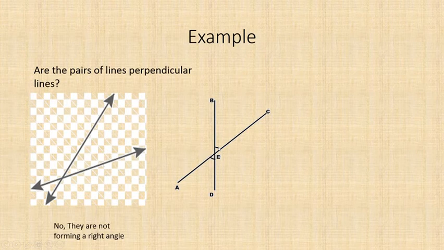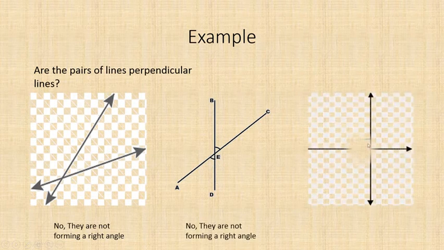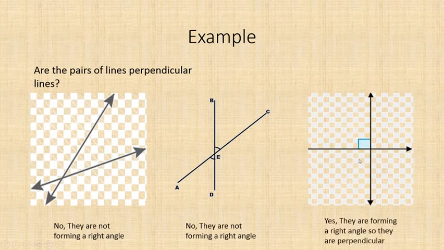Okay, let's have another example. This one. Is this pair of lines perpendicular or not? Of course not, because they are not forming a right angle. Once they are not forming a right angle, I cannot call them perpendicular lines. So what about this one? Yes, it's perpendicular because it's forming a right angle. They are perpendicular lines because they are forming a right angle.